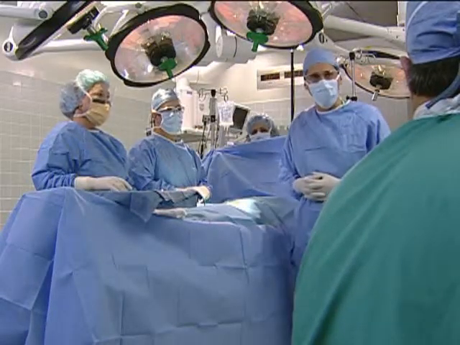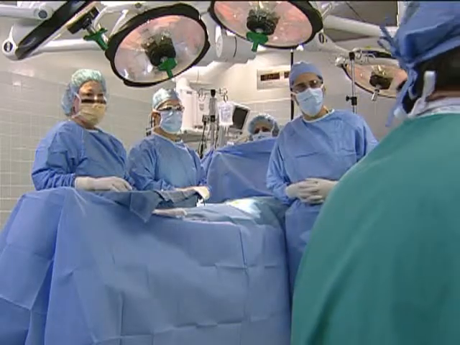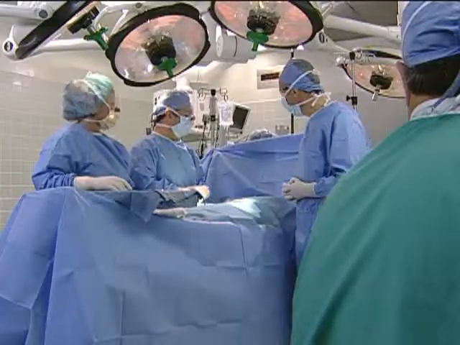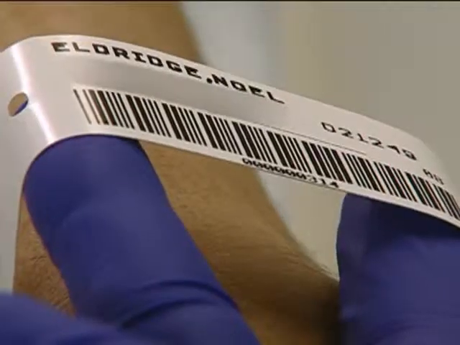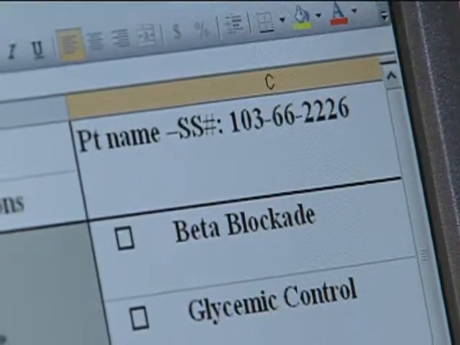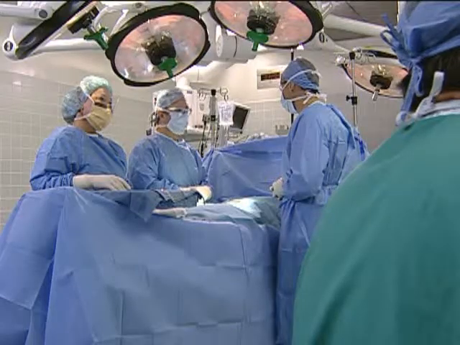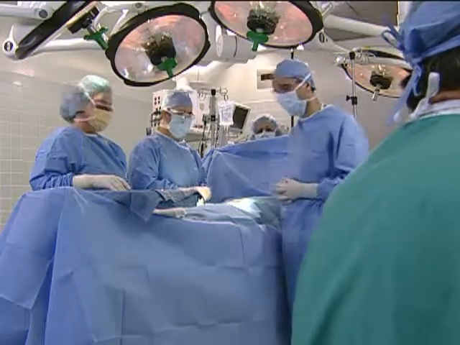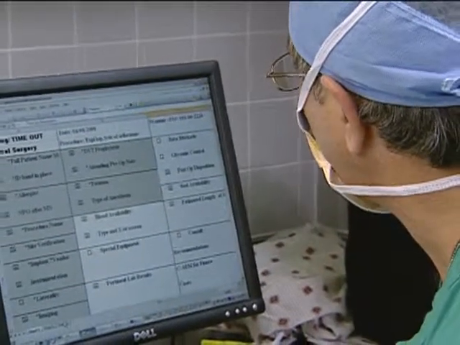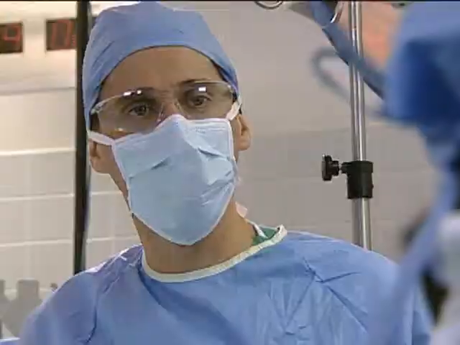Okay, Rob, let's go ahead and get the timeout done. Right, I'll just run through our checklist, starting with our patient, Mr. Noel Eldridge. I'm looking at his wristband. I have patient Noel Eldridge, Social Security 103-66-22226, date of birth April 10, 1960. That's right. I have the procedure as exploratory laparotomy, lysis of adhesions, and possible small bowel resection.